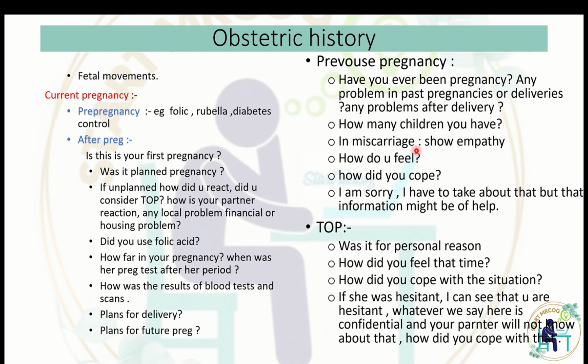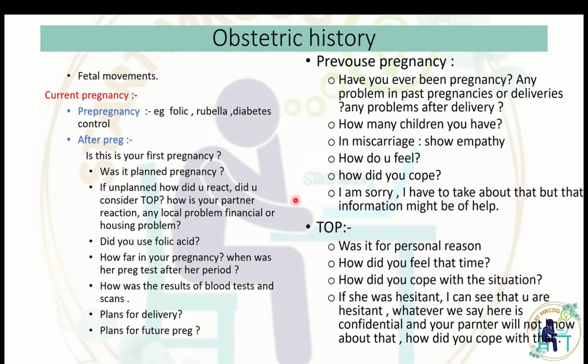If the patient had a miscarriage, you have to show her empathy and ask, how did you feel about the miscarriage? How did you cope? I'm sorry, I have to talk about that, but that information might be of help. So in miscarriages, usually after you show empathy, you have to cover the gestational age at the miscarriage, and what was the management. Was it medical or surgical or conservative? And any complications that happened after the miscarriage. It is better to establish her blood group if she had surgical termination, because you have to ask her if she received the anti-D or not.